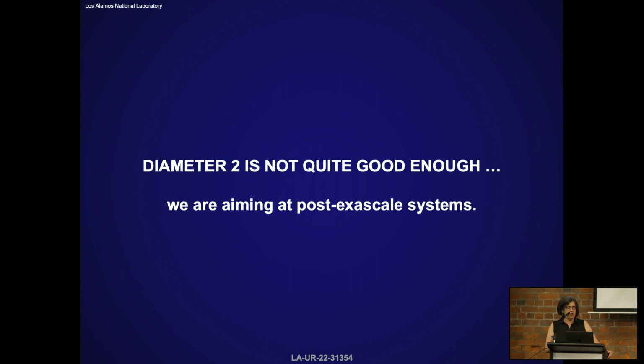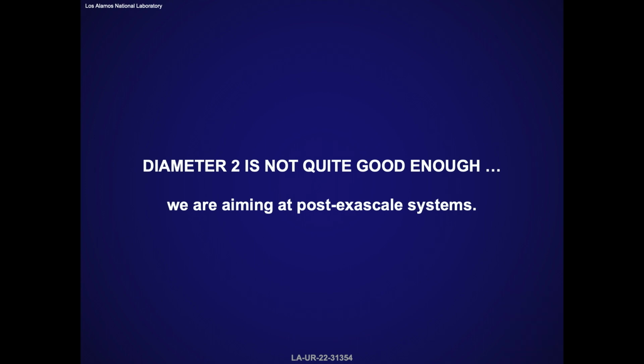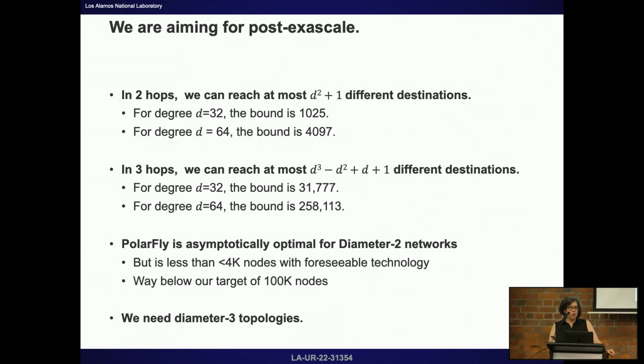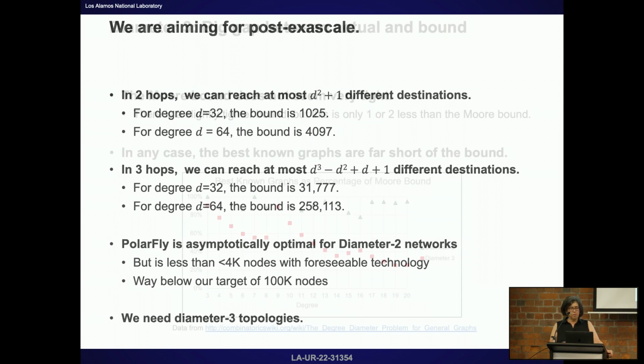So there's a fair amount of regularity. Now, the problem is diameter 2 isn't quite good enough. We're looking at post-exascale. 4,000 nodes won't do it. So in 2 hops, remember, we can reach d squared plus 1 destinations, and the degree is in the thousands. In 3 hops, for router radix equals 64, the bound is 258,000, and that's a lot of nodes. It happens that Polarfly, which is diameter 2, is optimal for diameter 2 networks, but you just don't get that many nodes. So we're looking at diameter 3 now.